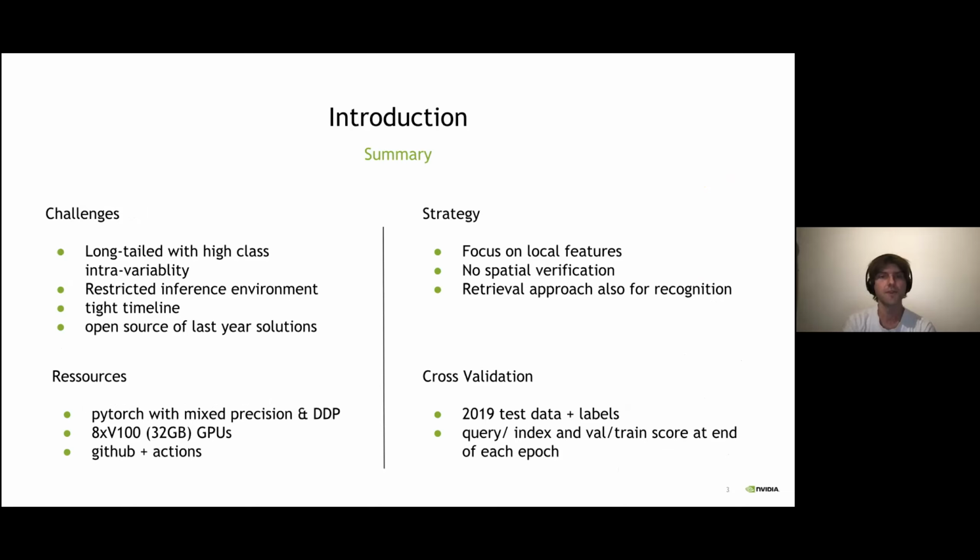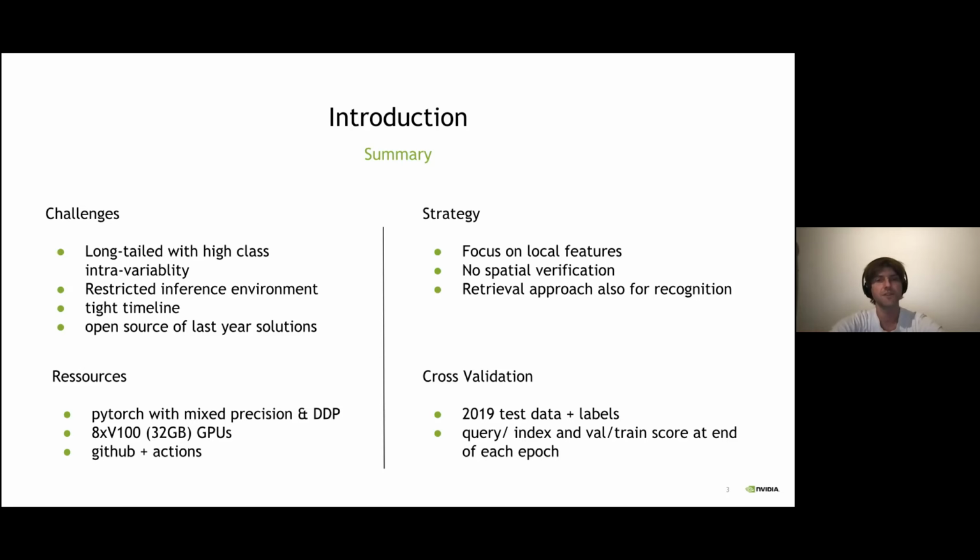So quickly, let me recap. The challenges of this competition were the long-tailed class distribution with high intra-class variability. So you can have landmarks with very different views inside, outside of museums and those kinds of things. There was, as Tobias mentioned, a restricted inference environment, which was 1 GPU and 2 core CPU with restricted runtime of 12 hours. There was a tight timeline for competitors of 7 weeks. And there was an open source of last year's solution, which used the same data set.